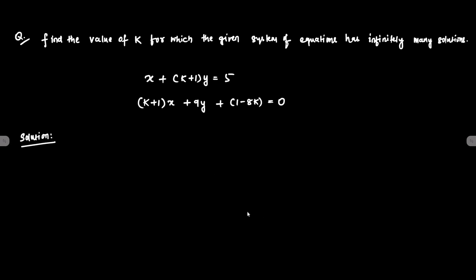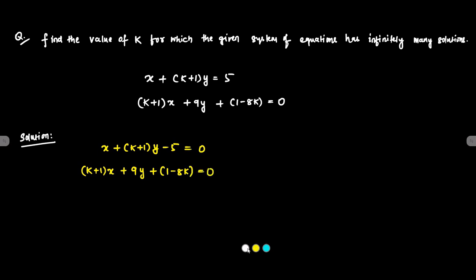Okay, so the first equation is not in standard form, so we have to write it in standard form. The second one is already in standard form. So x plus (k plus 1)y minus 5 is equal to 0 and (k plus 1)x plus 9y plus 1 minus 8k is equal to 0.